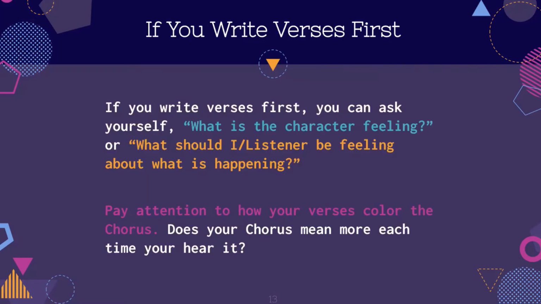So if you write your verses first, you can then ask yourself, what is the character feeling? And what should I, the listener, be feeling about what is happening? Also, pay attention to how you color the chorus. Does your chorus mean something different and mean something more each time you hear it?